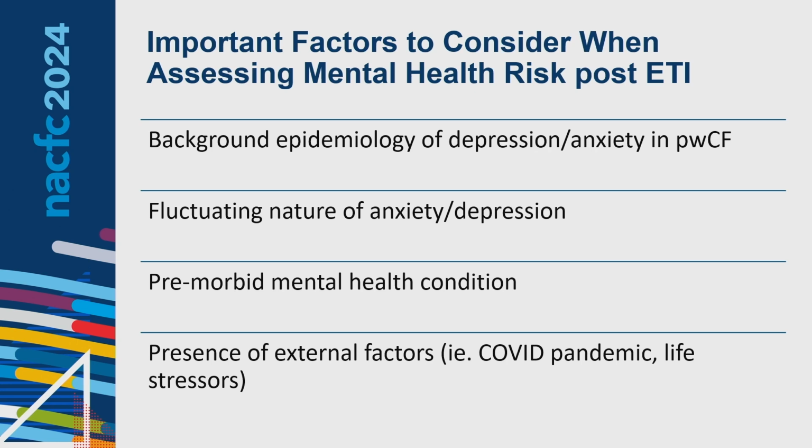A few things to consider when we're hearing about these case reports or reading is certainly it doesn't account for the background epidemiology of depression and anxiety in the people with CF. Also doesn't account for the fluctuating nature of anxiety and depression. So people can have times of stability and times where their disease is worse. Also, premorbid mental health condition is not always as clearly outlined in these case reports. And certainly presence of external factors. So COVID pandemic, for instance, occurred at around the same time of availability of ETI therapy.